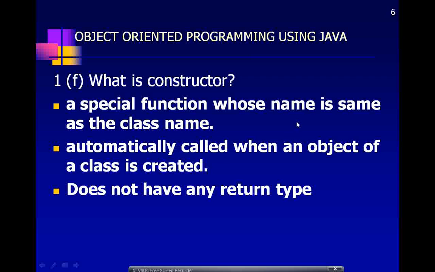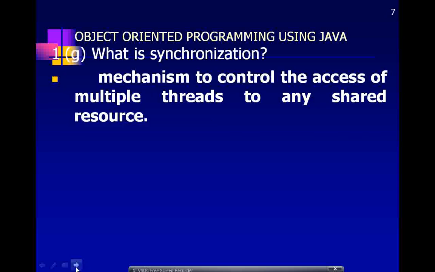What is a constructor? It is a special function whose name is the same as the class name. When we are using any constructor, it is automatically called when the object of a class is created. Okay, and it does not have a return type. Okay. Now question number 1, bit G.